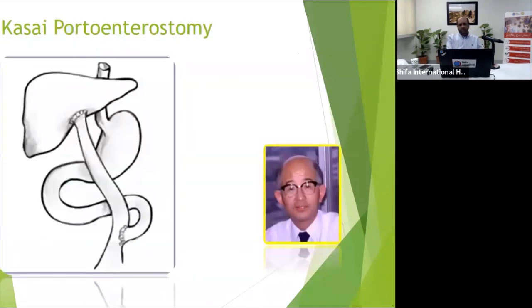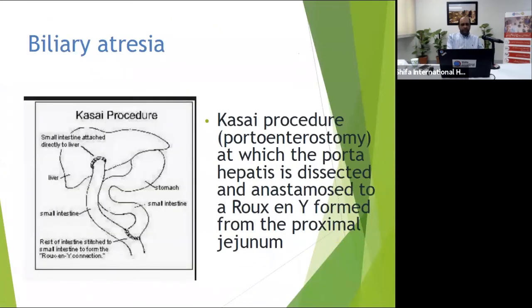This is the person who first did this procedure. This is a Roux-en-Y loop. Actually, a part of the intestine, after resection of the porta hepatis, is attached to the porta hepatis of the liver, and that is again connected with the intestine from here. So this is the Roux-en-Y loop connection for this Kasai procedure.